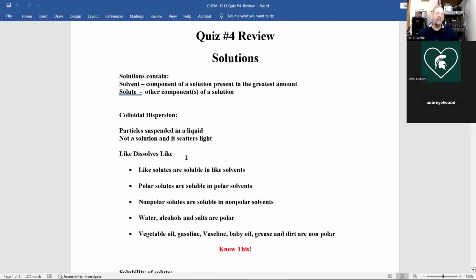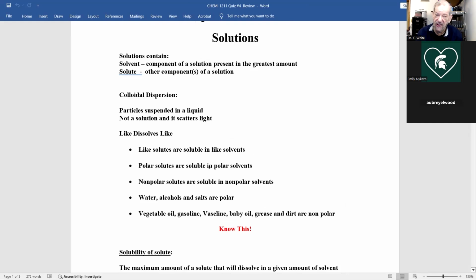Now, something that looks like a solution, but it's not, is called a colloidal dispersion. And this is actually particles, very tiny particles of one thing, dispersed in another compound, usually water, but not always. And it's not a true solution. How do you know it's not a true solution?